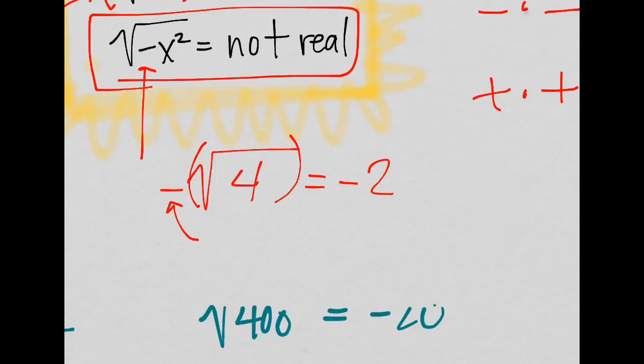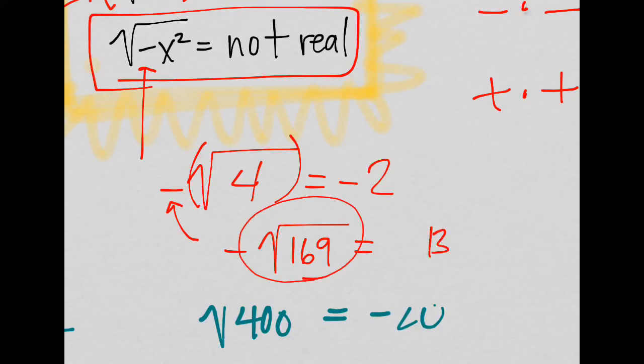It's just negative 2. So the opposite of the square root of 169, well, the square root of 169, do you remember what that is? 13, good, but 13 is just my number. I still need to use my negative symbol, so it's a negative 13.